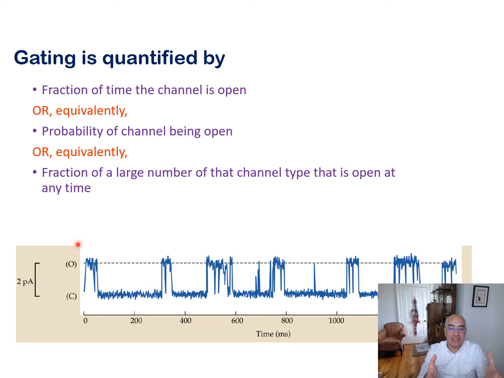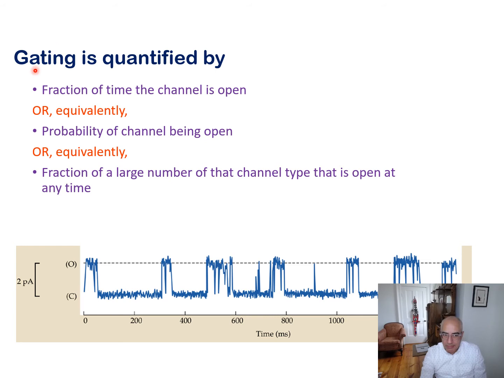Say you take 100,000 channels of the same exact type, you freeze them at one point in time, and you count how many of them are open at that point in time. That fraction of a large numbers of channels that are open at any time is also the same as the probability of the channel being open, because channels are working independently of each other.